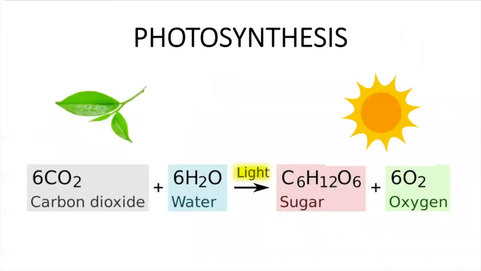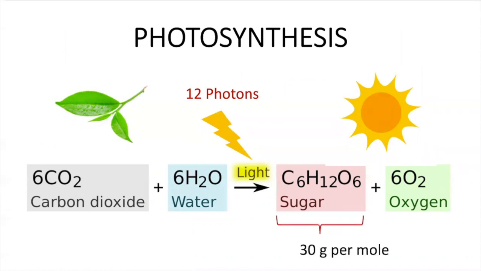We all learned that plants need CO2 and water to produce energy. Plants use light in order to convert carbon dioxide and water to carbohydrates and release oxygen. So how much light is required? We know plants need about 12 moles of photons of light to make carbohydrates, which are equal to 30 grams per mole. So how efficient is this process?